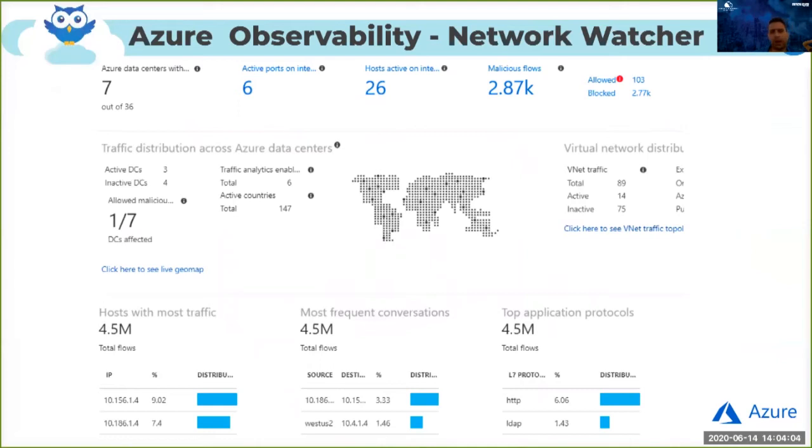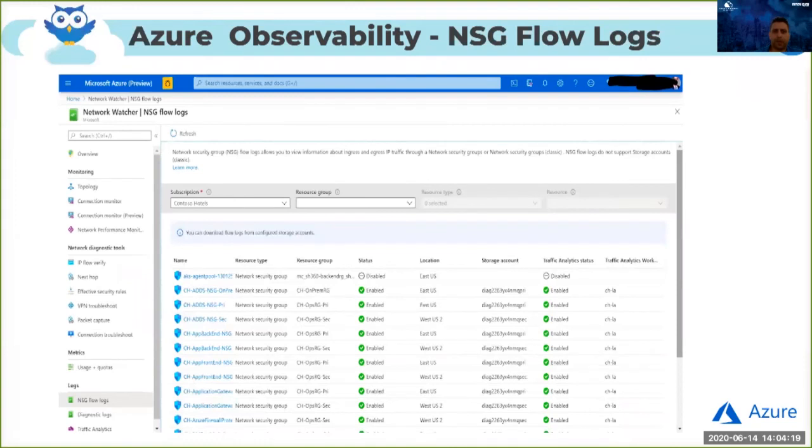It helps you observe your architecture in the security and compliance pillars. Azure Network Watcher provides tools to monitor, diagnose, view metrics, and enable or disable logs for resources in the Azure virtual network. Network Security Group Flow Logs, just like VPC Flow Logs in AWS, is a feature of Azure Network Watcher that allows you to log information about the IP traffic flowing through the network security group, just like we talked about in the AWS VPC Flow Logs.